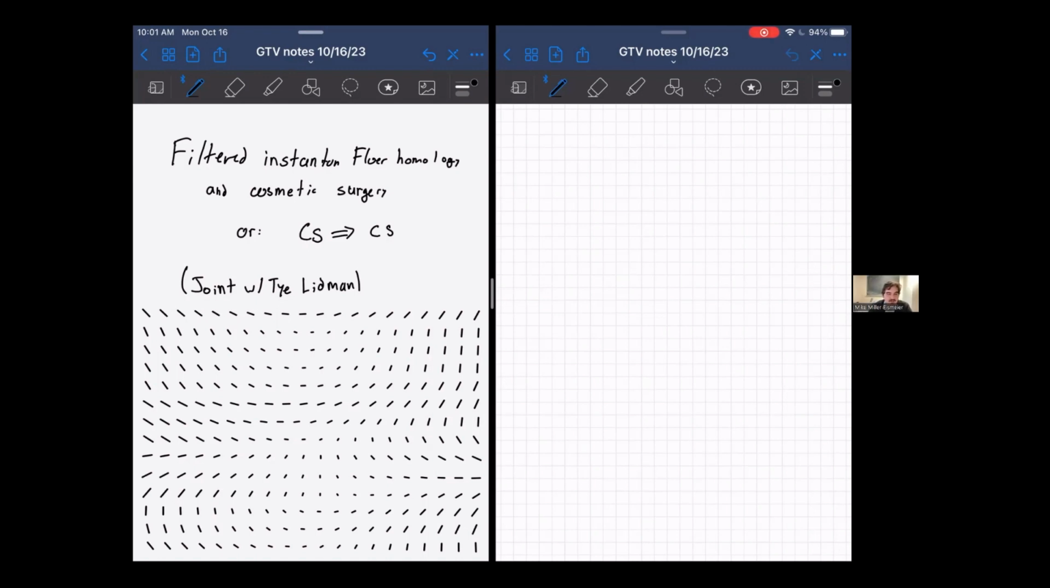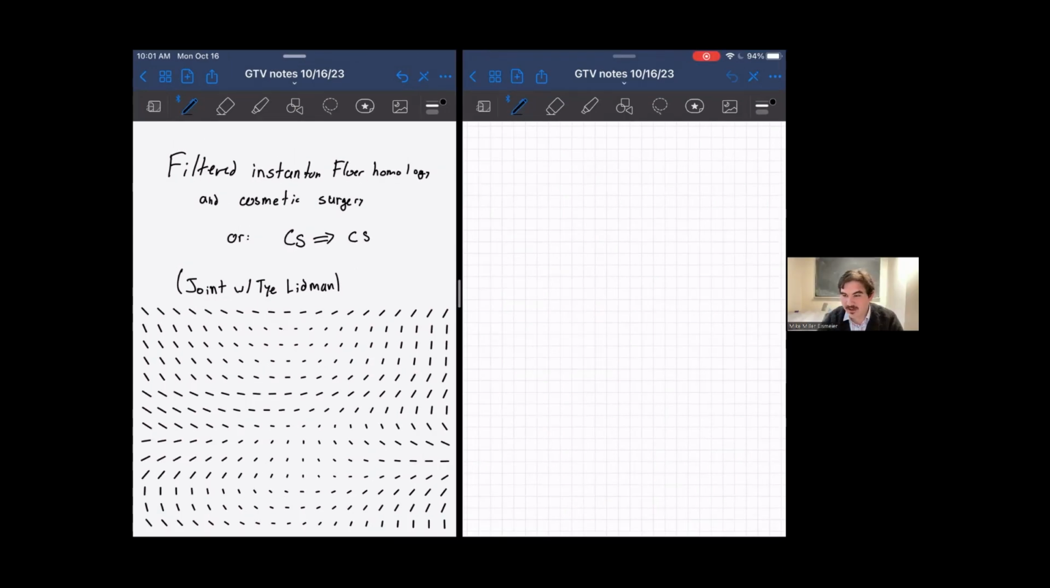I'm going to talk about filtered instanton Floer homology and how to use this to get at cosmetic surgery problems, or more generally, how to try and show that two things are not diffeomorphic using instanton Floer homology in a realm where you can rarely ever compute these things. I think some people might have heard some of this before, so sorry for boring you, if so, but hopefully there's something new for everybody.